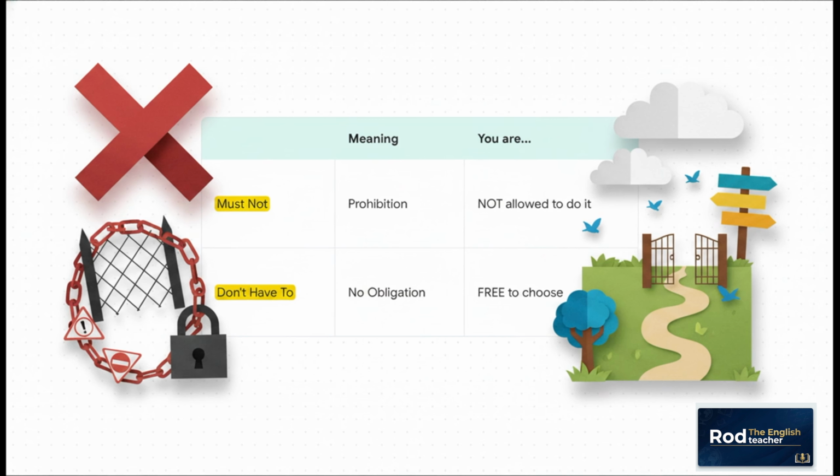Must not, or the contraction mustn't, means something is forbidden. It is a prohibition. It means you are not allowed to do it, period. But don't have to is totally different. It means there's no obligation. It's optional. You can do it if you want to, but you really don't need to.